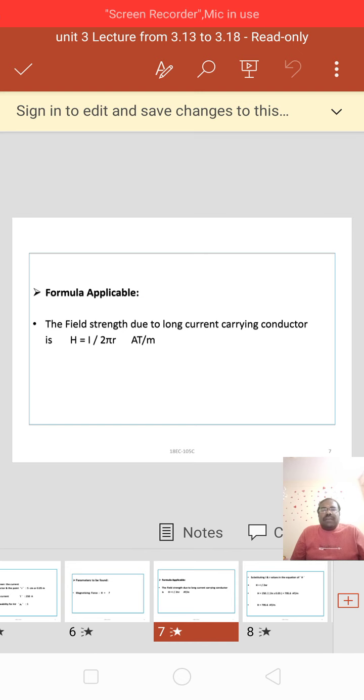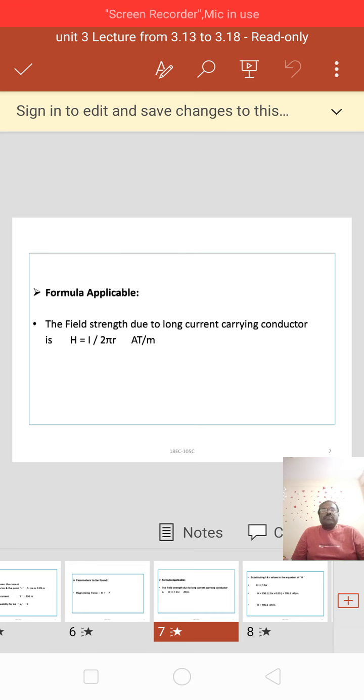Next one, formula. What is the formula applicable? The field strength due to a long current carrying conductor is H equal to I by 2 pi r ampere turns per meter. We already learned about this formula in our previous classes. We already know the values of current I and the distance r. If we apply these two values in this formula, we can get the result.